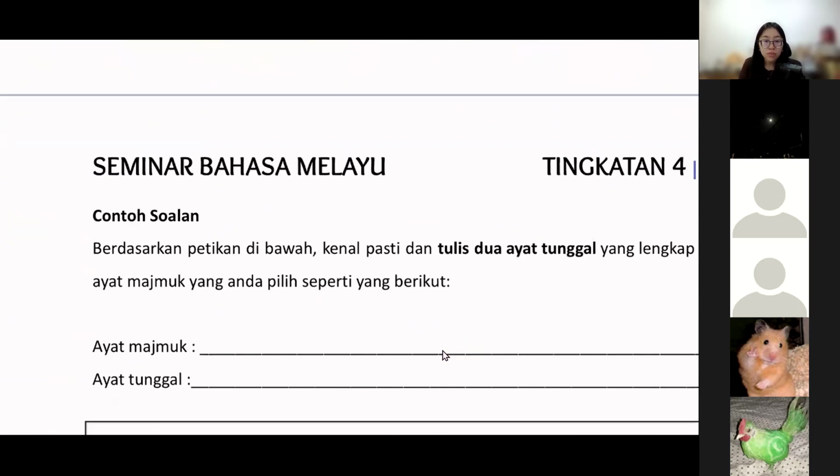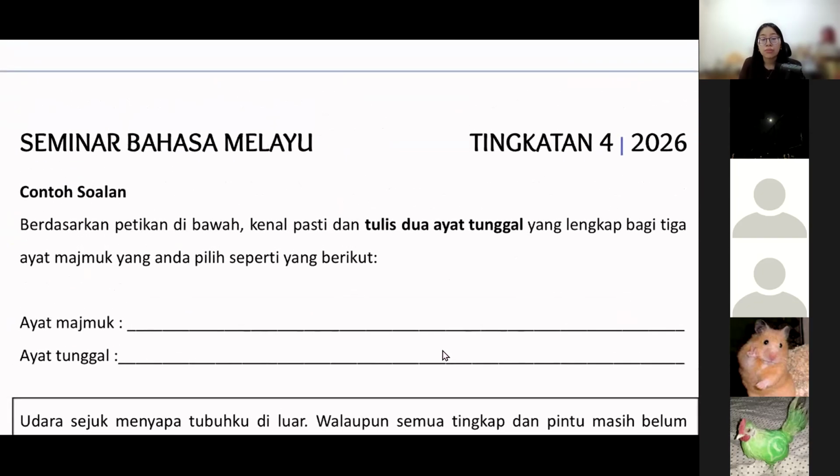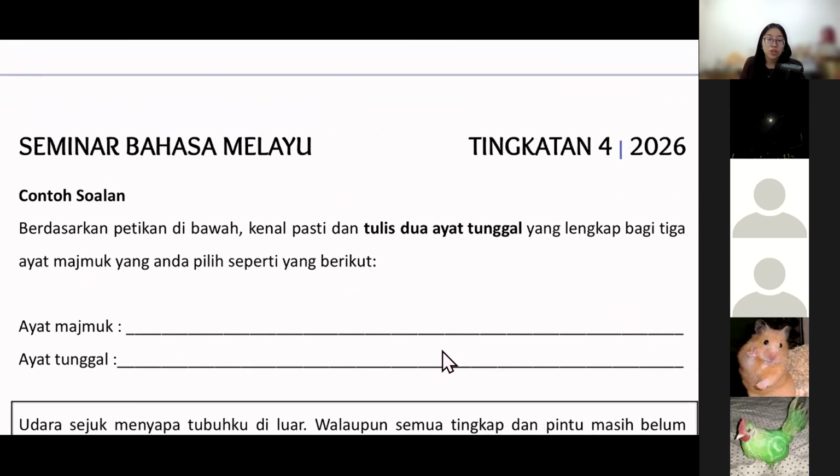Okay? Now, we go to ayat majmuk and ayat tunggal here. Sometimes they will say tulis dua ayat tunggal yang lengkap bagi 3 ayat majmuk. But sometimes they will put it like this, cerakinkan. Cerakinkan ayat majmuk tersebut.